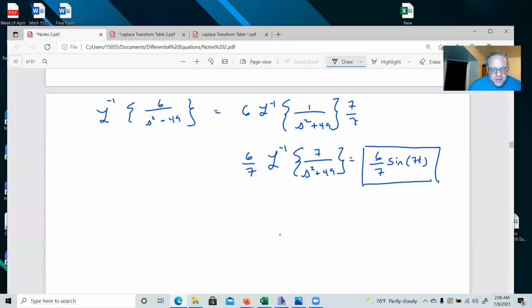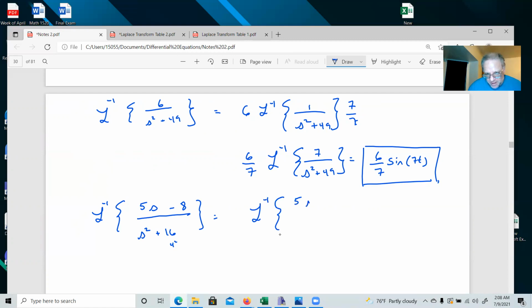How about the Laplace transform of (5s minus 8) all over (s squared plus 16). Okay, that's 4 squared, isn't it? So why don't we say something like, this is the Laplace transform of 5s over s squared plus 16 minus 8 over s squared plus 16.